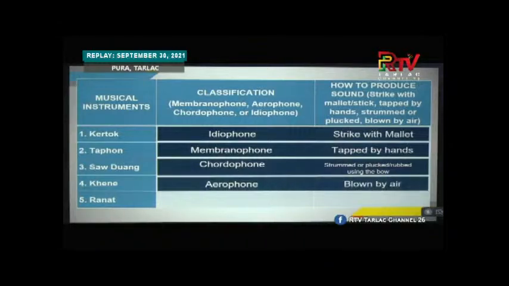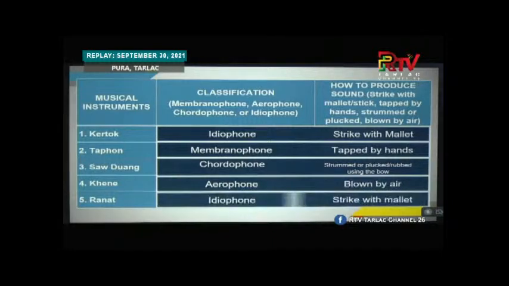Number 4, Kin. Its classification is aerophone, and to produce its sound, you need to use a small, hollowed out hardwood reservoir into which air is blown. Number 5, Ranat. Its classification is idiophone, and to produce its sound, you need to strike it with mallet.